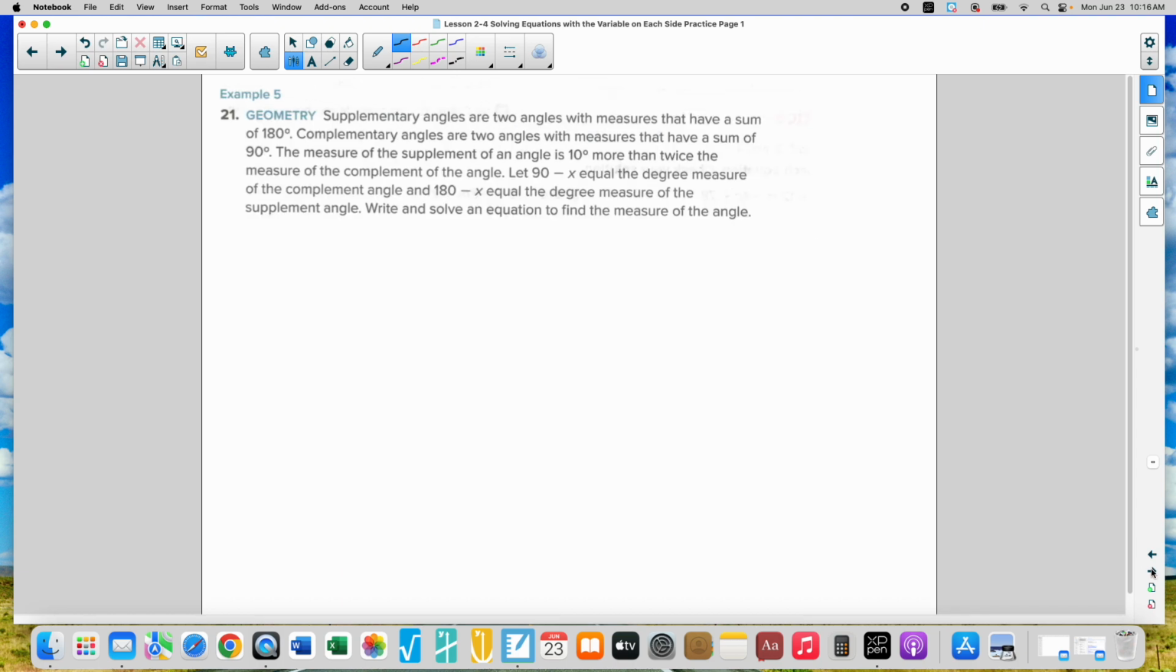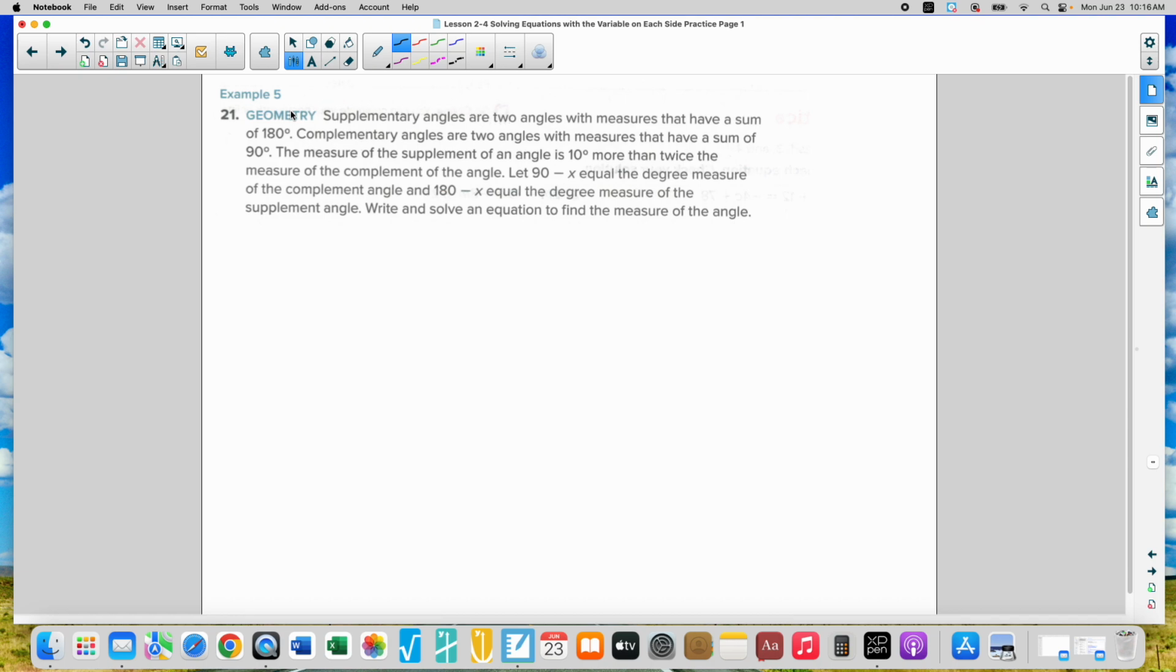Number 21. Supplementary angles are two angles with measures that have a sum of 180 degrees. Complementary angles are two angles with measures that have a sum of 90 degrees. The measure of the supplement of an angle is 10 more than twice the measure of the complement of the angle. Let 90 minus x equal the degree measure of the complement angle, and 180 minus x equal the degree measure of the supplement angle. Write and solve the equation to find the measure of the angle.